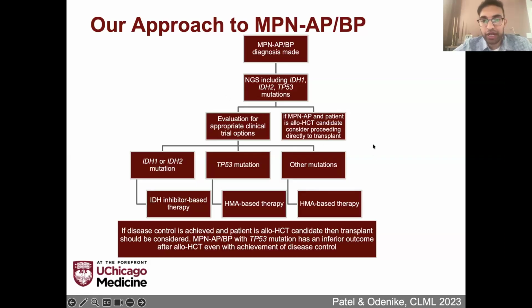And in patients in accelerated phase, you could think about going directly to a stem cell transplant without treatment of the accelerated phase. If and when the disease is controlled, a patient should be taken to transplant if they're an appropriate candidate, as that is really the only curative approach we have for accelerated and blast phase MPN.